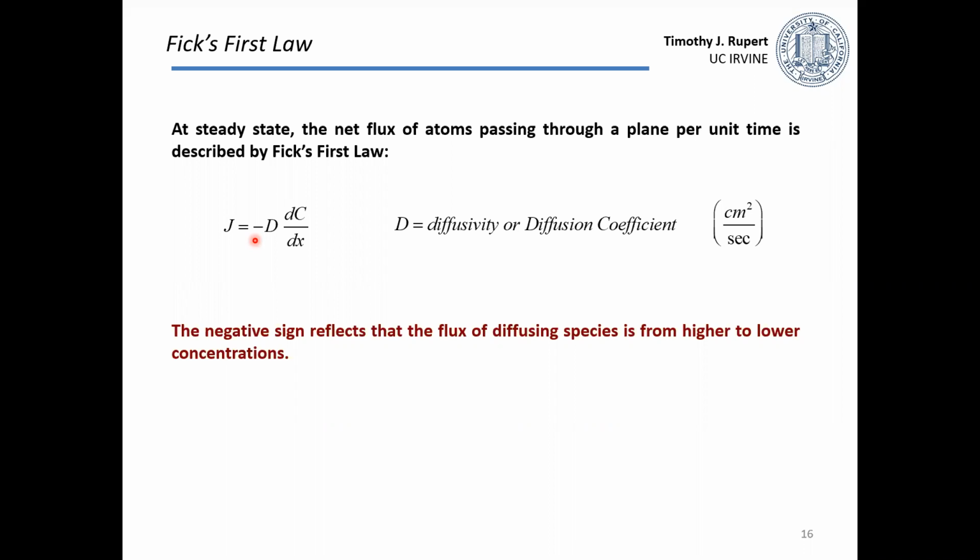You can think back to that example I gave of putting pure copper next to pure nickel. Eventually, they're going to want to mix and become 50-50 concentration.